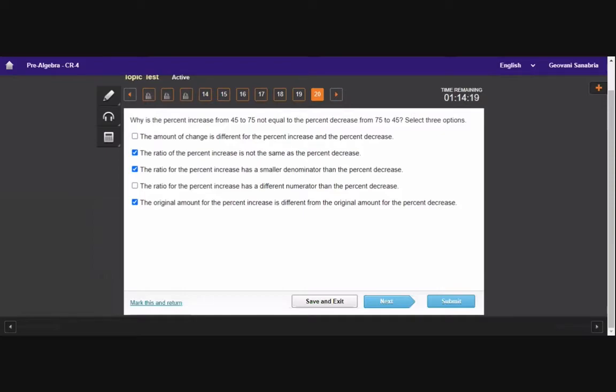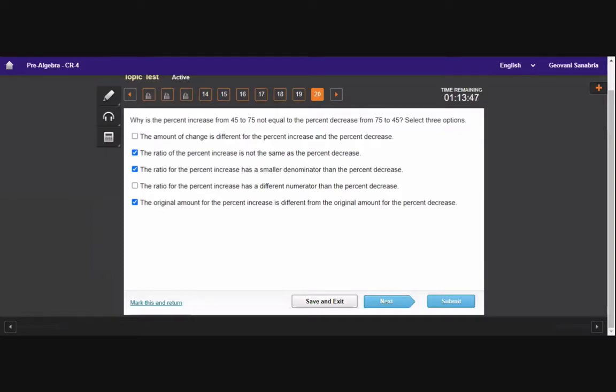And then the next sentence: the ratio for the percent increase has a smaller denominator than the percent decrease. Denominator is the bottom number. So on the 45... Yeah, the left side, the denominator was the 45, and then the right side was the 75. So that's also true, because on that left ratio, the denominator was smaller.